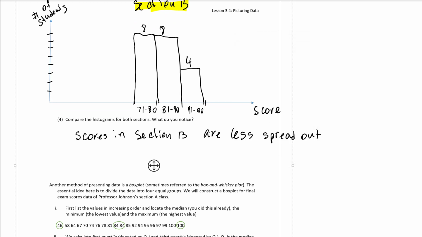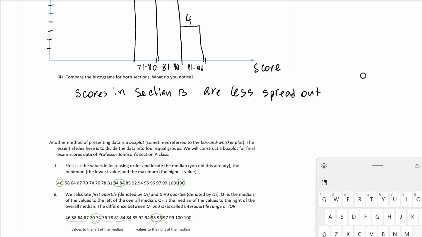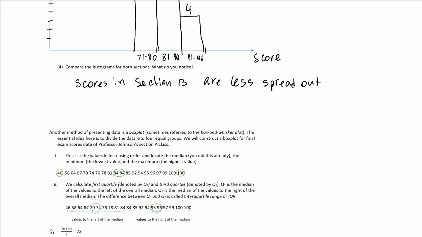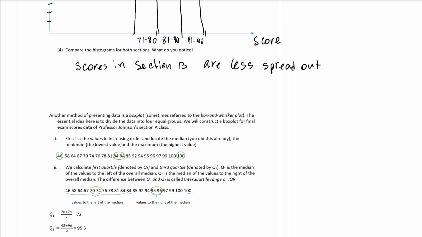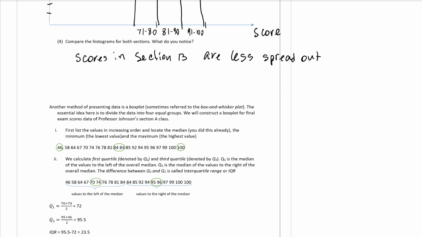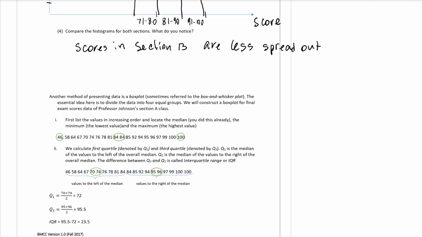All right, so here's another way of presenting the data. We just learned about the histogram. The other way to present the data is something called a box plot, sometimes referred to as the box and whisker plot. The essential idea here is to divide the data into 4 equal groups. We'll construct a box plot for the final exam score data of Professor Johnson's section A class. I'm going to show you how to create a box plot for the scores in section A.